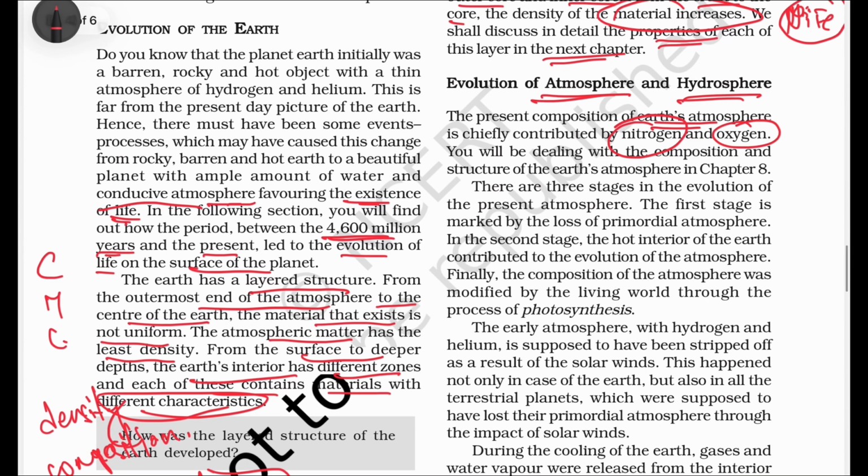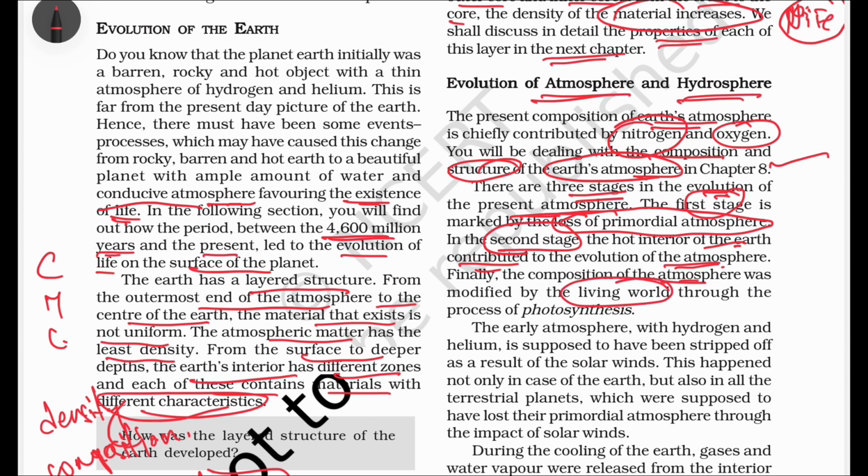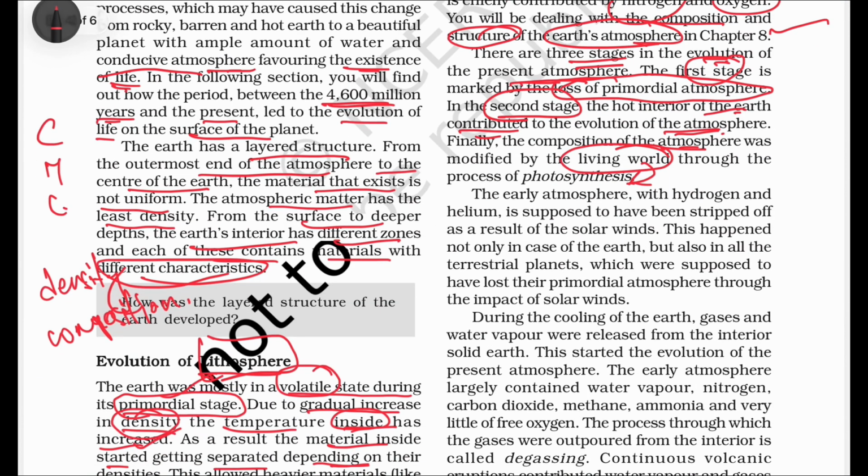But you will be dealing with the composition and structure of the Earth's atmosphere in chapter 8 in the coming chapters. Initially, there were 3 stages in the evolution of the present atmosphere. The first stage is marked by the loss of the primordial atmosphere because of the solar wind. In the second stage, the hot interior of the Earth contributed to the evolution of the atmosphere. And finally, the composition of the atmosphere was modified by living organisms, because through the process of photosynthesis, oxygen entered the atmosphere.